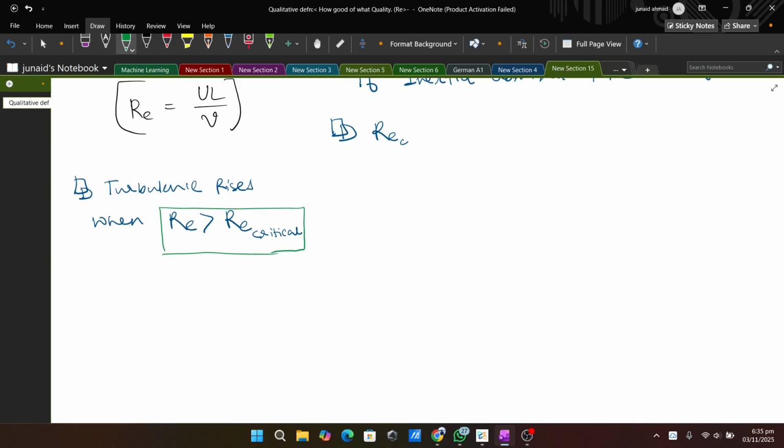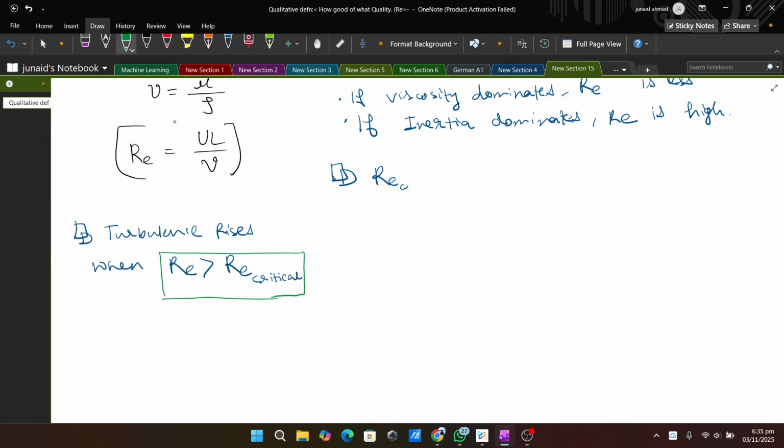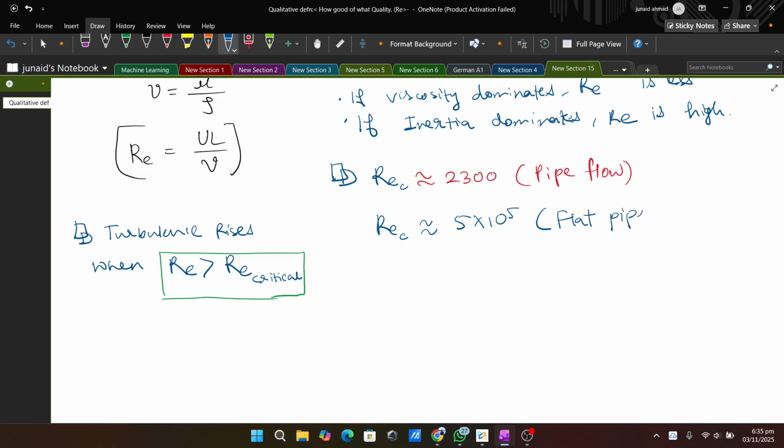But what is this critical Reynolds number? Let us talk about that also. The critical Reynolds number is basically 2300 in case of pipe flow, right? And the critical Reynolds number can also be approximately 5 times 10 to the power 5 in case of a flat plate boundary layer. Okay.